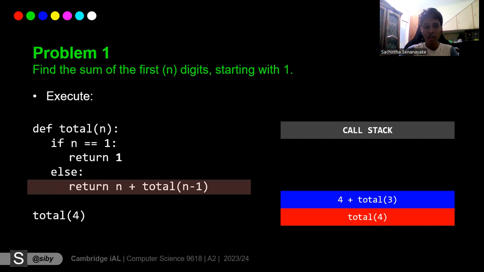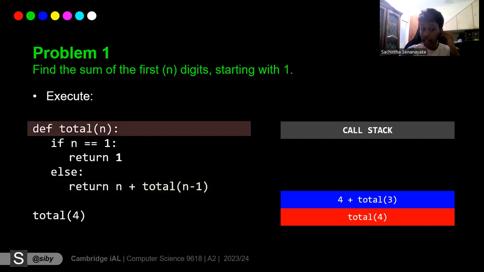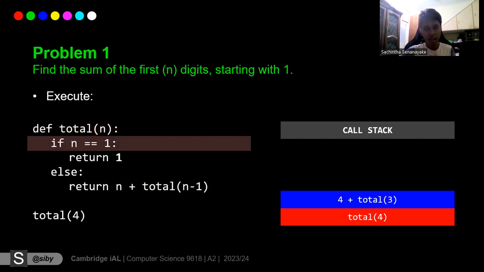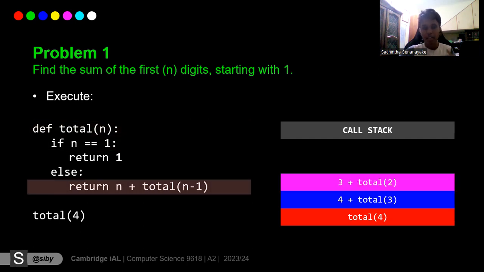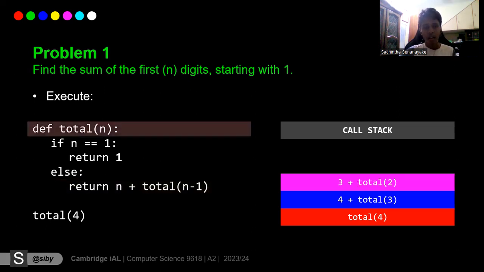Total n minus 1 is called again. But now n is 3. Keep that in mind. N is 3. Is n equal to 1? No. And then what happens? You're going to call n plus total n minus 1 again. Now see what happens. N is 3, total n minus 1 is total 2, and that's going to get appended to the call stack once again. And then the function is going to get called again. Don't worry, this will come to an end.